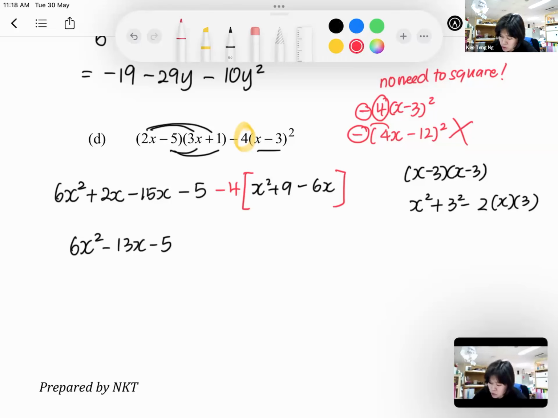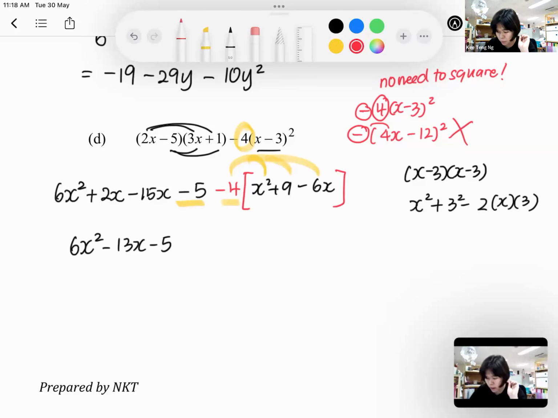Word of caution. Some students will take this to be negative 5 minus 4, then you put as negative 9. Wrong, wrong. This is not true. This is on its own. This is on its own. This one is the one that needs to be multiplied in. So they are different.